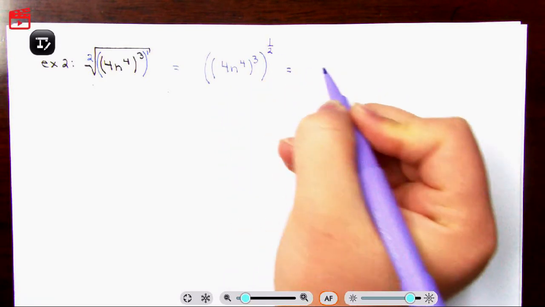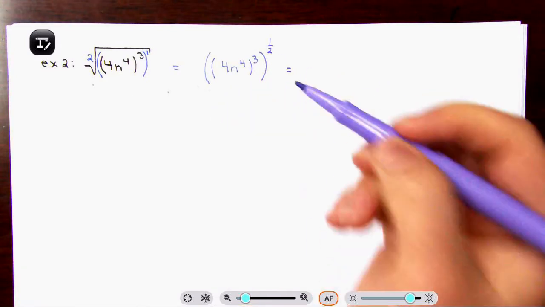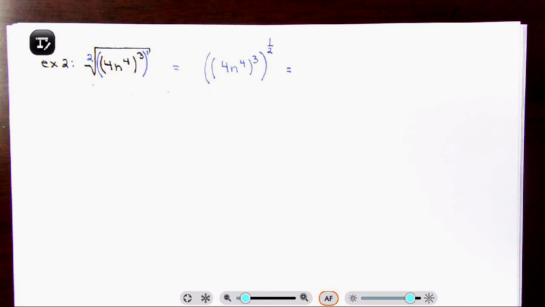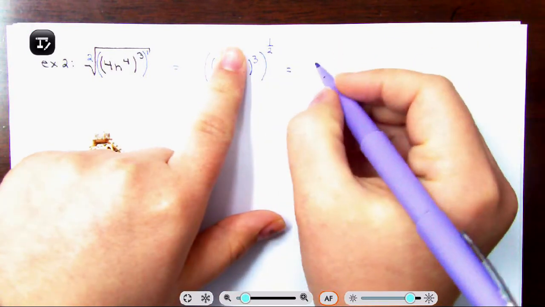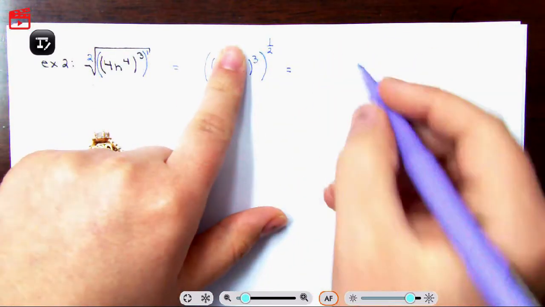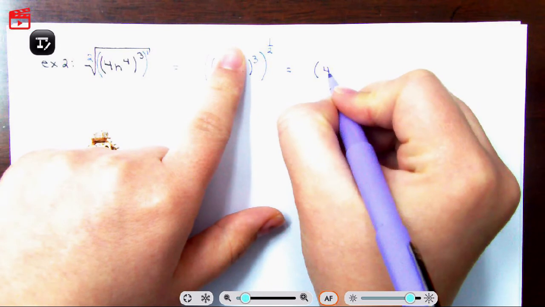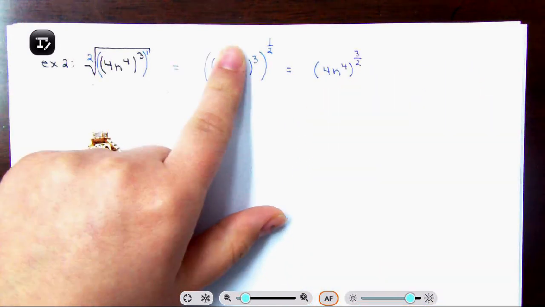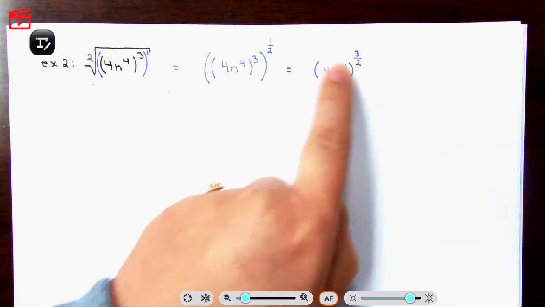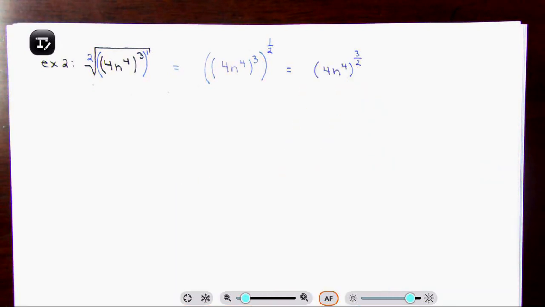Now this looks really, really confusing. But if you have, again, power properties, if you have an exponent being raised to an exponent, you just multiply it. So here's my exponent being raised to an exponent. So what I really have is 3/2. So I have my 4n to the 4th power, 3/2. And again, I have an exponent being raised to an exponent. So we're going to multiply those.